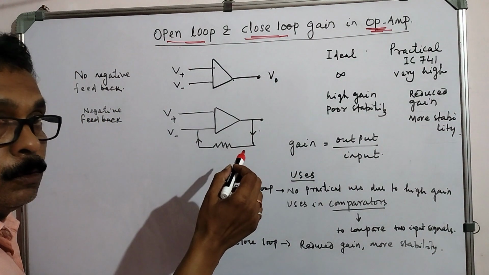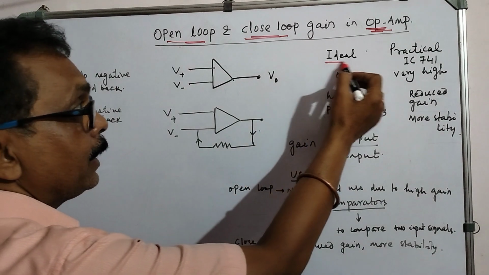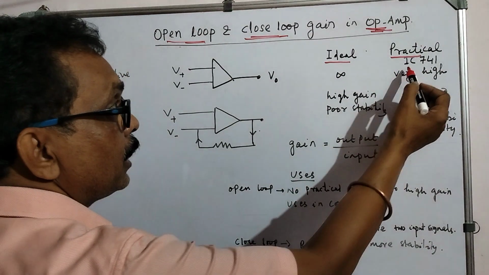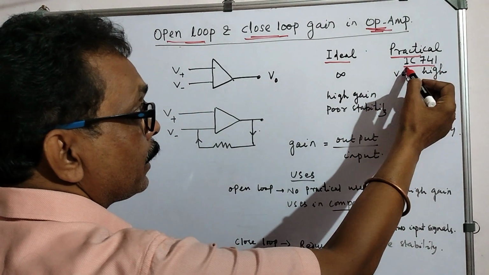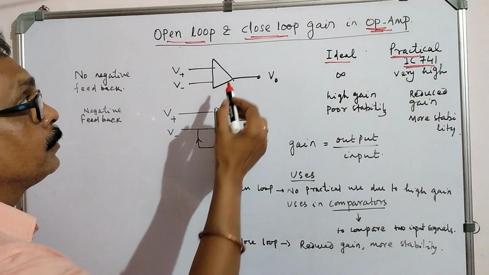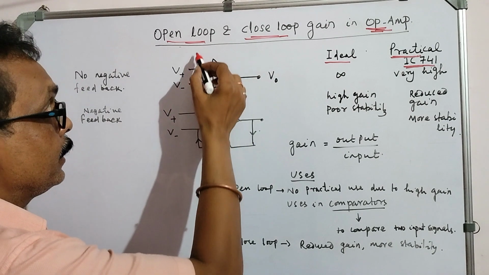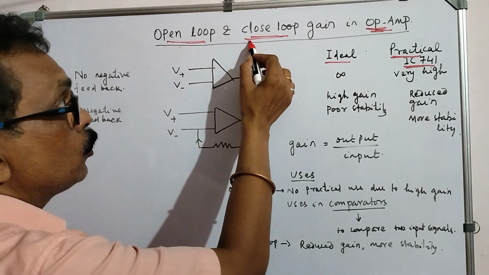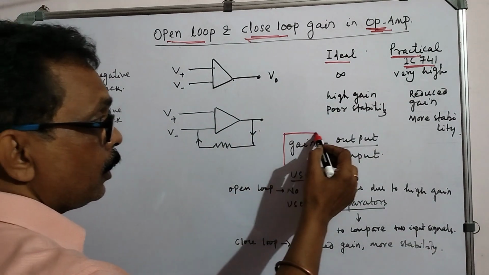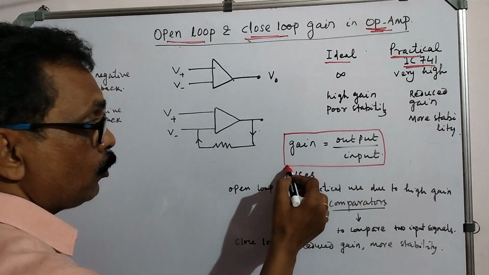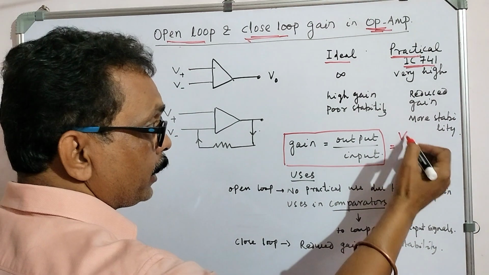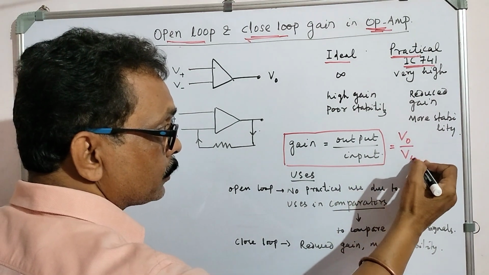In the previous video, I told you about the ideal operational amplifier and the practical operational amplifier. Basically, IC 741 is called a practical operational amplifier. Then we will discuss the gain in open loop and closed loop operational amplifiers. What do we mean by gain? As we know, gain is the ratio of the output to the input. That means if you have voltage, then output voltage divided by the input voltage.